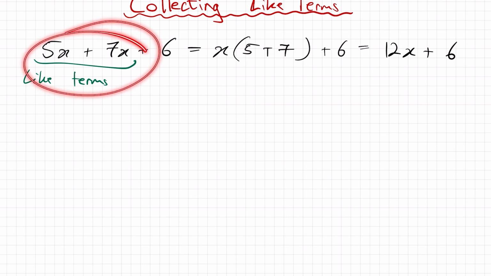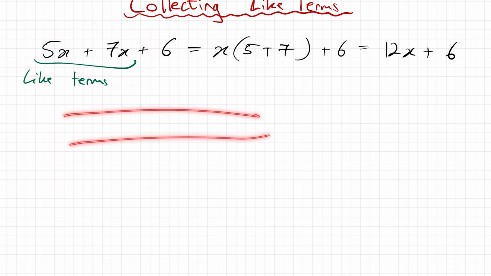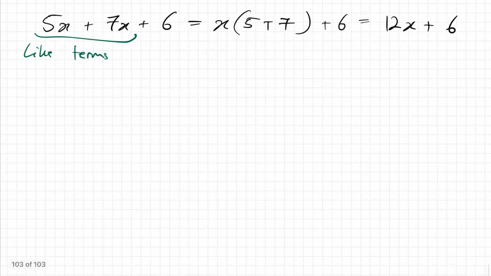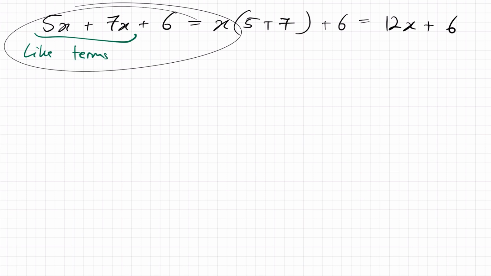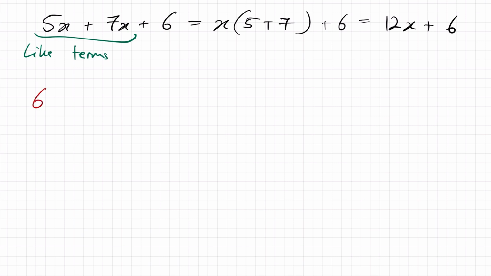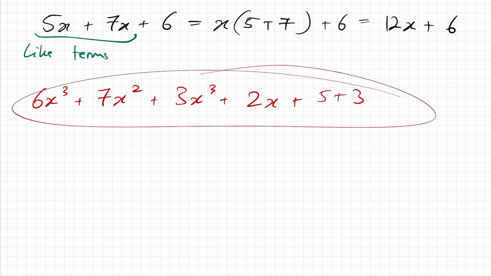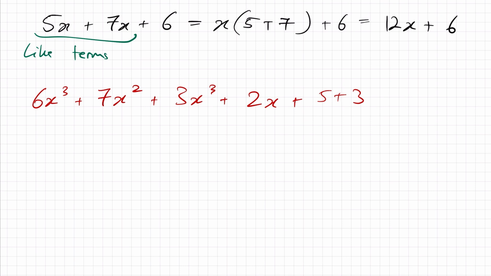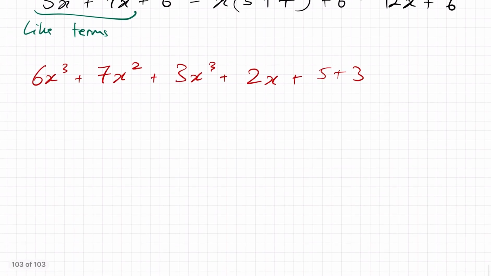We can simply just collect them and sort of think of them like they're in their own plane. So we can think of an expression as having loads of different layers. So here's another more concrete example. Let's say we had the expression 6x cubed plus 7x squared plus 3x cubed plus 2x plus 5 plus 3. So by collecting like terms, we basically want to split this up into its layers and then just add everything along. So let's split this up into its layers first.